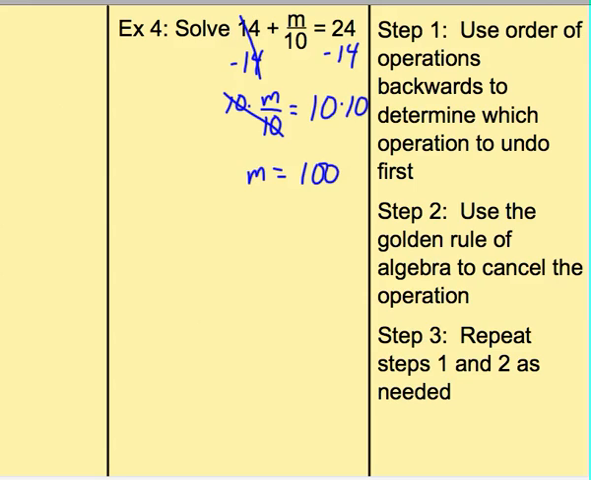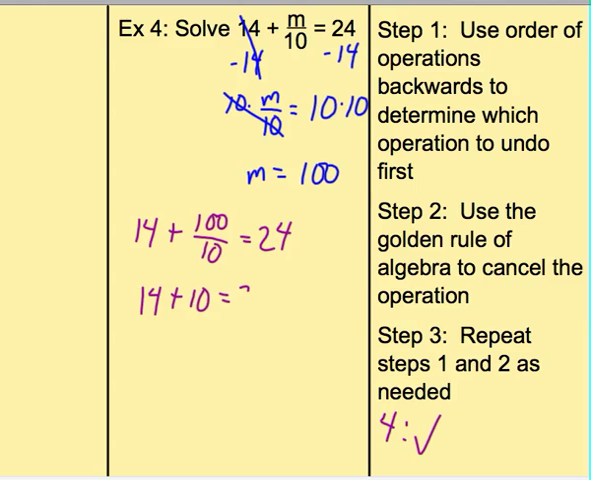Sorry about that. So then we will check our answer. Step 4, substituting 100 in for m. Which operation do I perform first? The division. 100 divided by 10 is 10. And 14 plus 10 is 24. So it checks out. Here's your U-try problem.